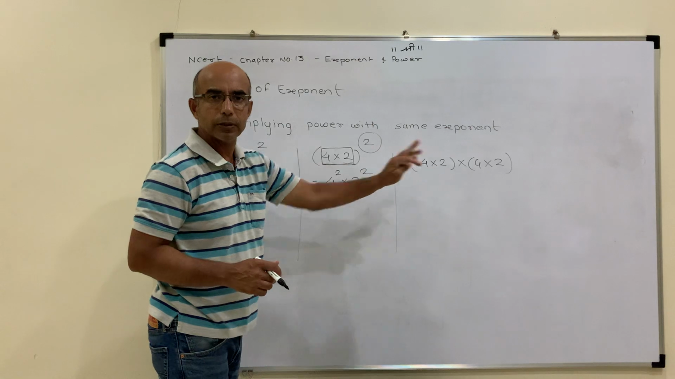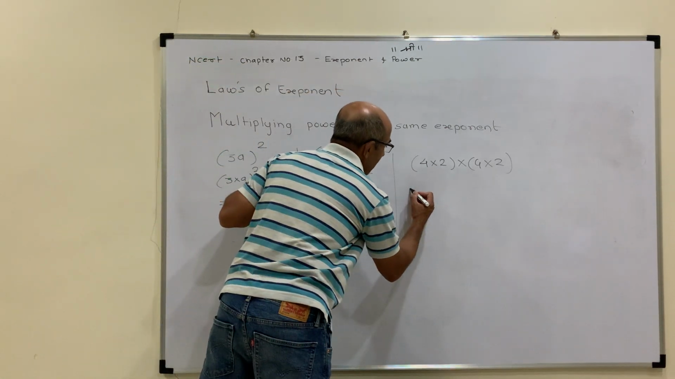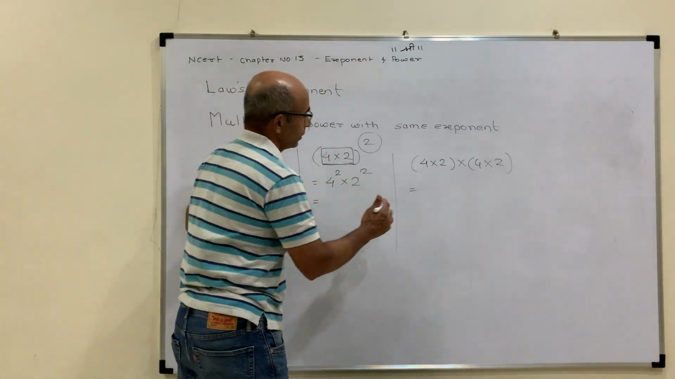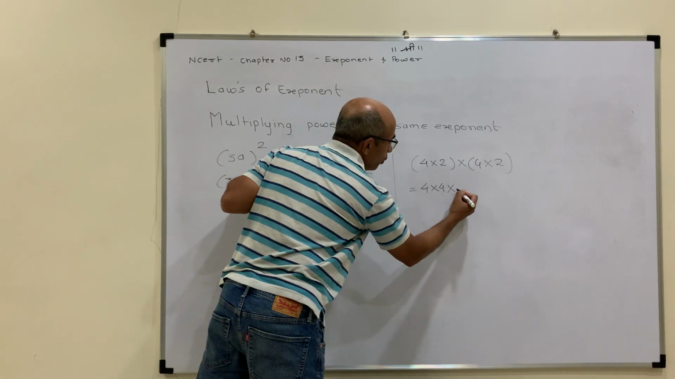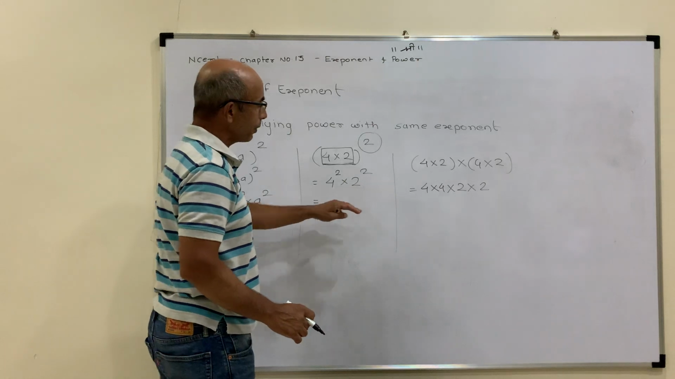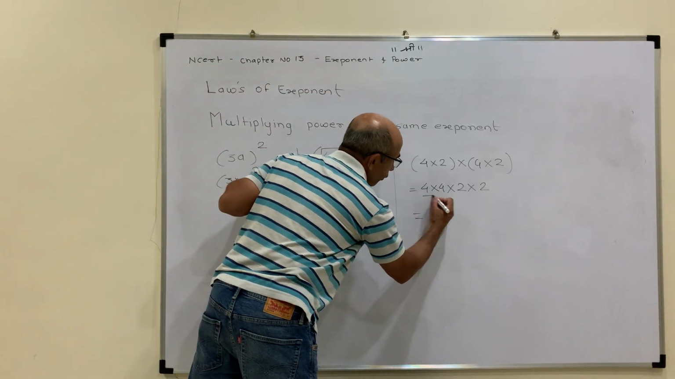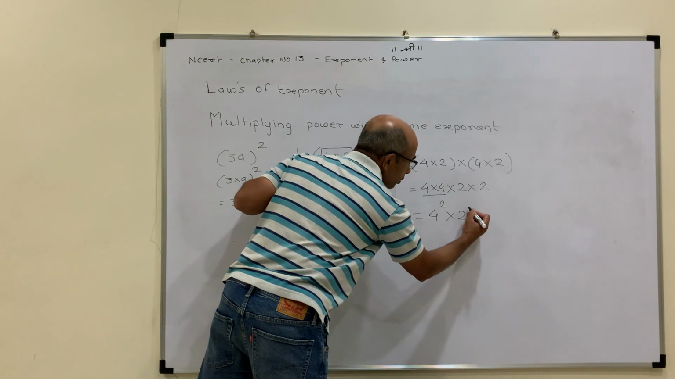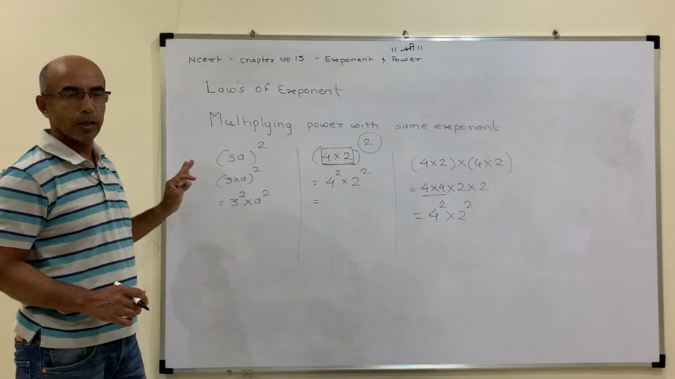Now when I say square, I multiply this to itself twice. Now I simplify and rewrite the same numbers, writing them next to each other. So I am writing 4 into 4 into 2 into 2. Now I convert this into exponential form. So my answer will be 4 into 4, 4 square, and 2 into 2, 2 square. So it comes out to be 4 square into 2 square. As simple as that.